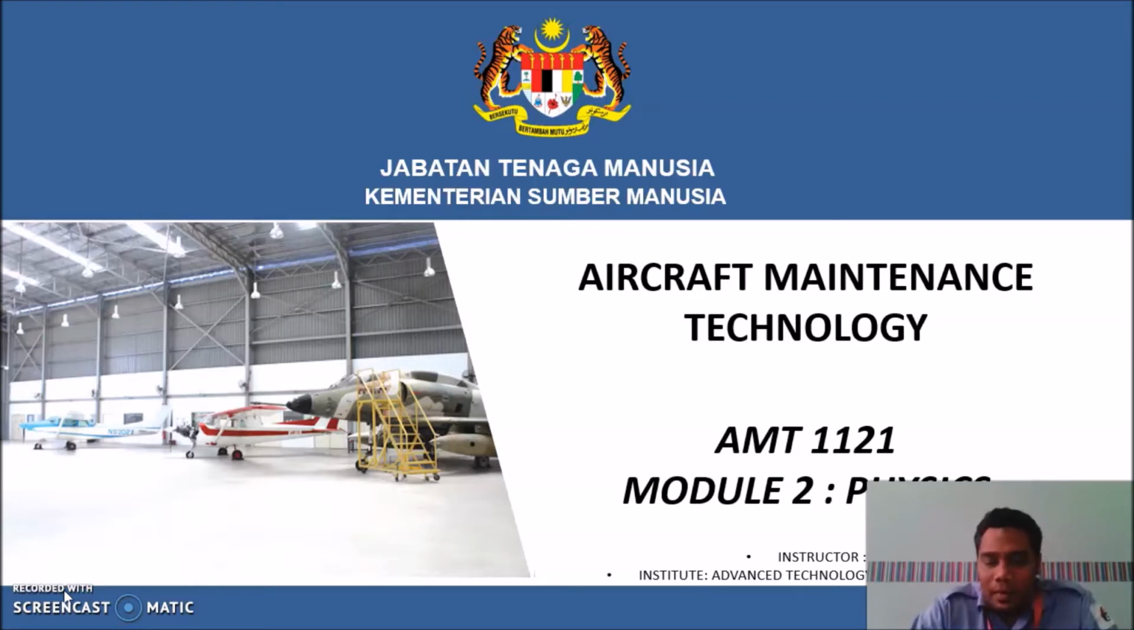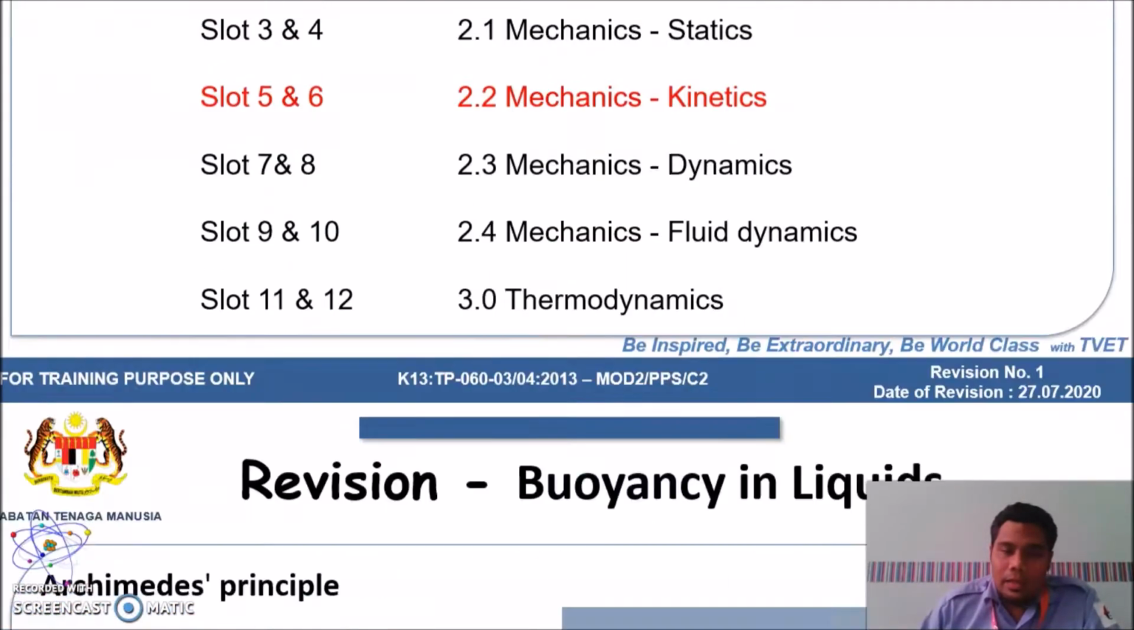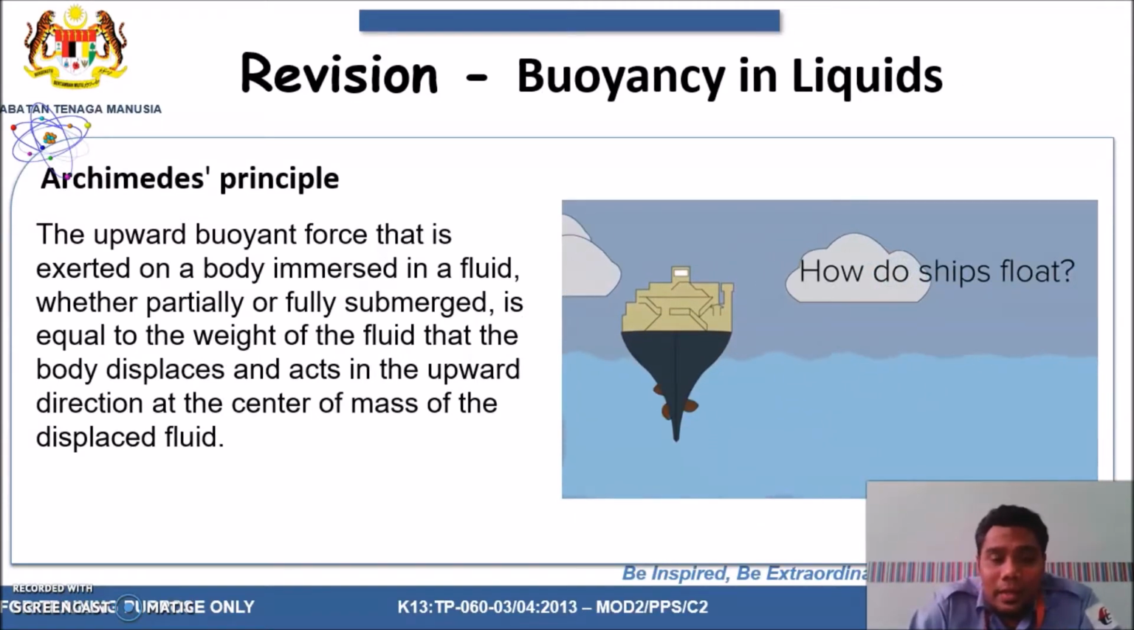So we'll continue with our Module 2 Physics. Currently our topic is in Chapter 2, Kinematic. Before that, we try to revise what we have learned in the previous slot 4. Previously, we have studied mechanics, statics, and currently slot 5 and slot 6 is about kinematic.